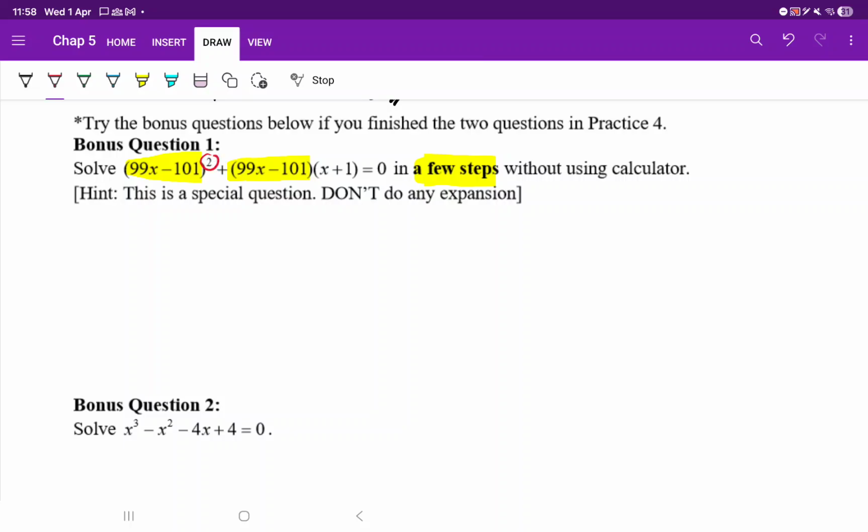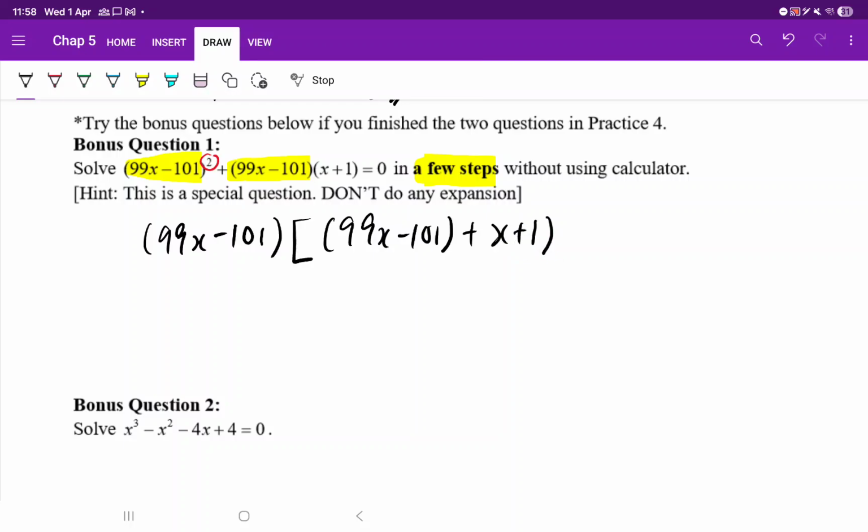What does this mean? It means that this bracket can be factorized. This bracket can be factorized, so you can take out 99x minus 101, and in your factorized form, this one originally has 2 brackets. So when you factorize it, you will have 1 bracket left. This one has 1, so when you factorize, it's gone. This is the one left. Okay, this will be equal to 0.